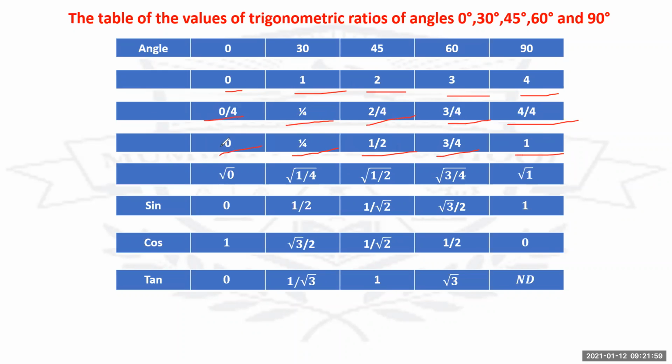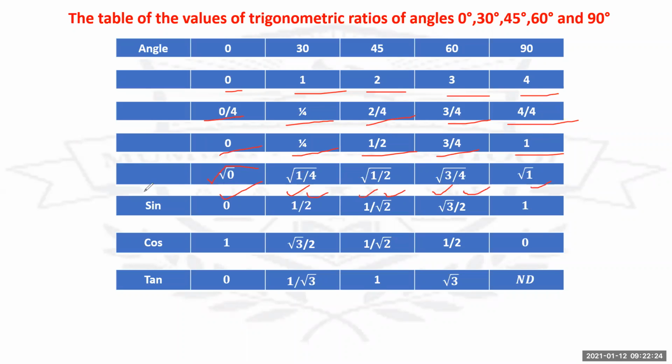After simplification, what you have to do is remove the square root. Square root of 0 is 0. Square root of 1 upon 4: the square root of 1 is 1, and the square root of 4 is 2, so you'll get 1 upon 2. Again, the square root of 1 and root 2, square root of 3 and 2, and square root of 1.